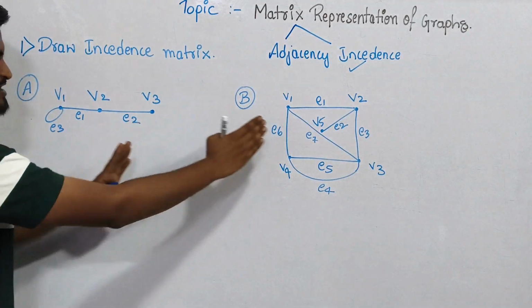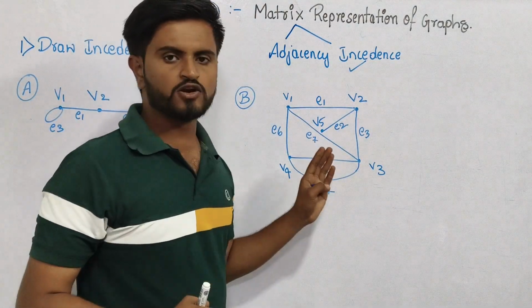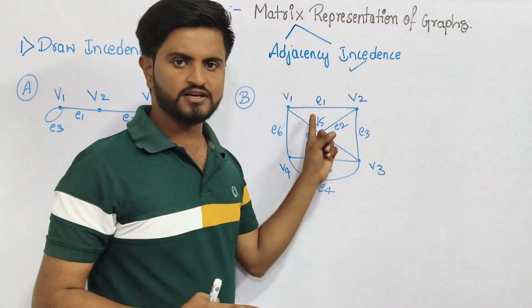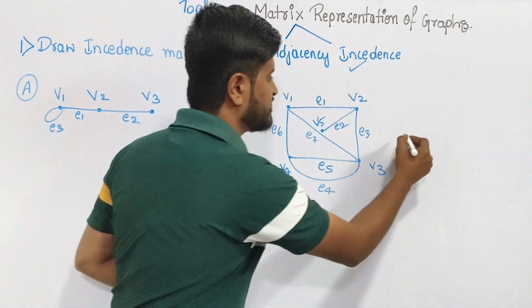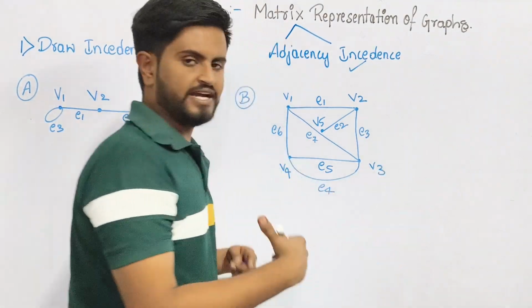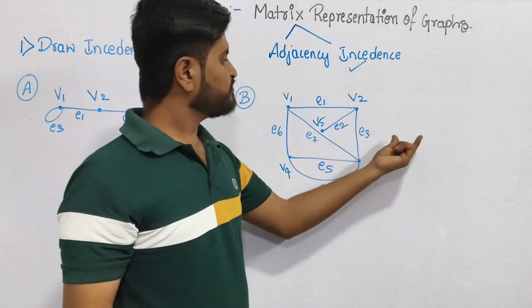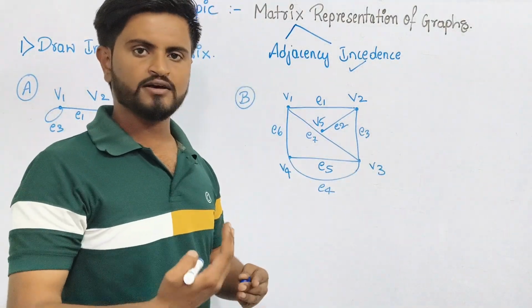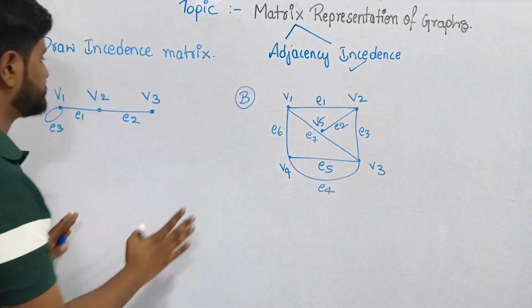If you see, in these first two problems we do not have directed edges, that is, the lines connecting two vertices have no direction. But in the second type, let's discuss what changes in the incidence matrix when directed edges come. Now let's solve this.